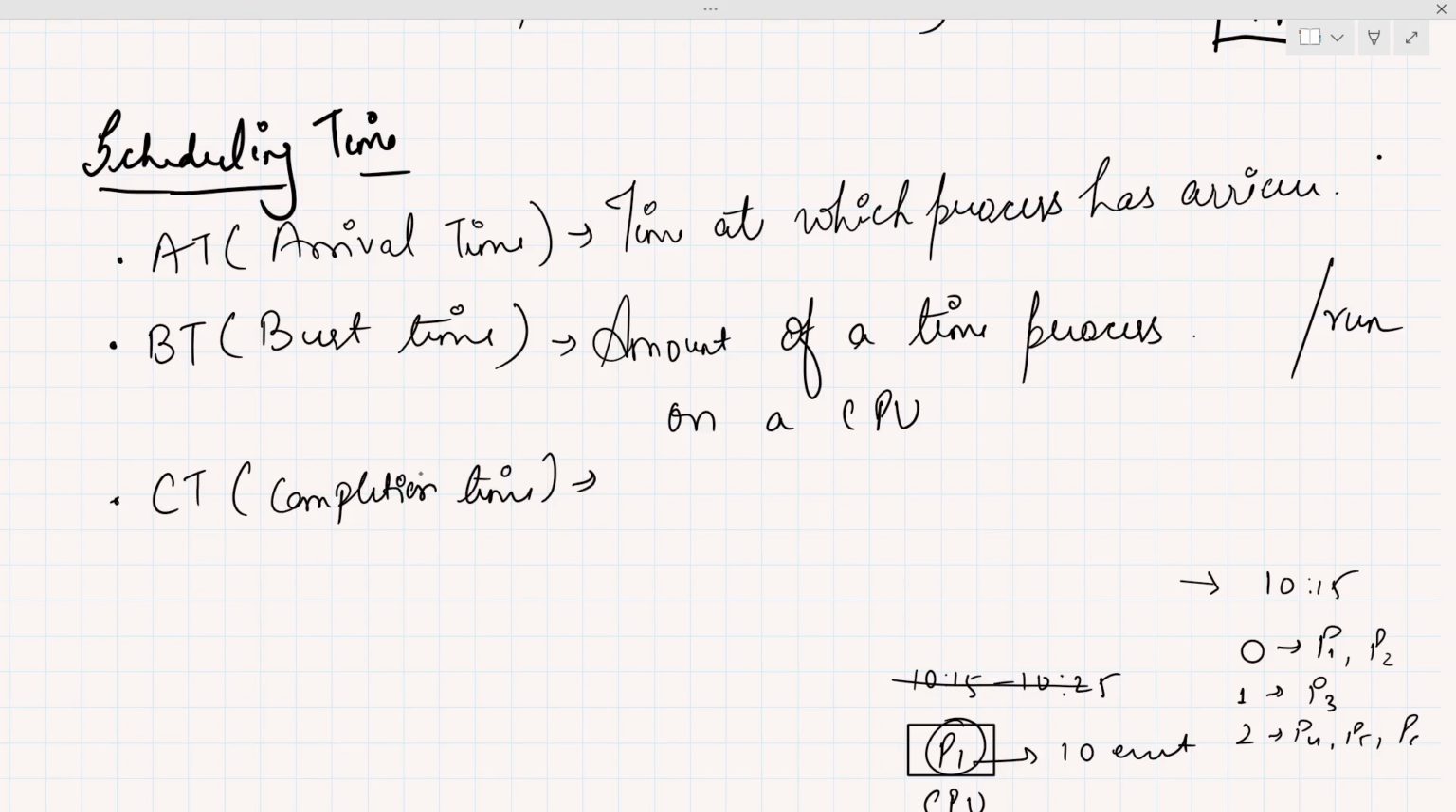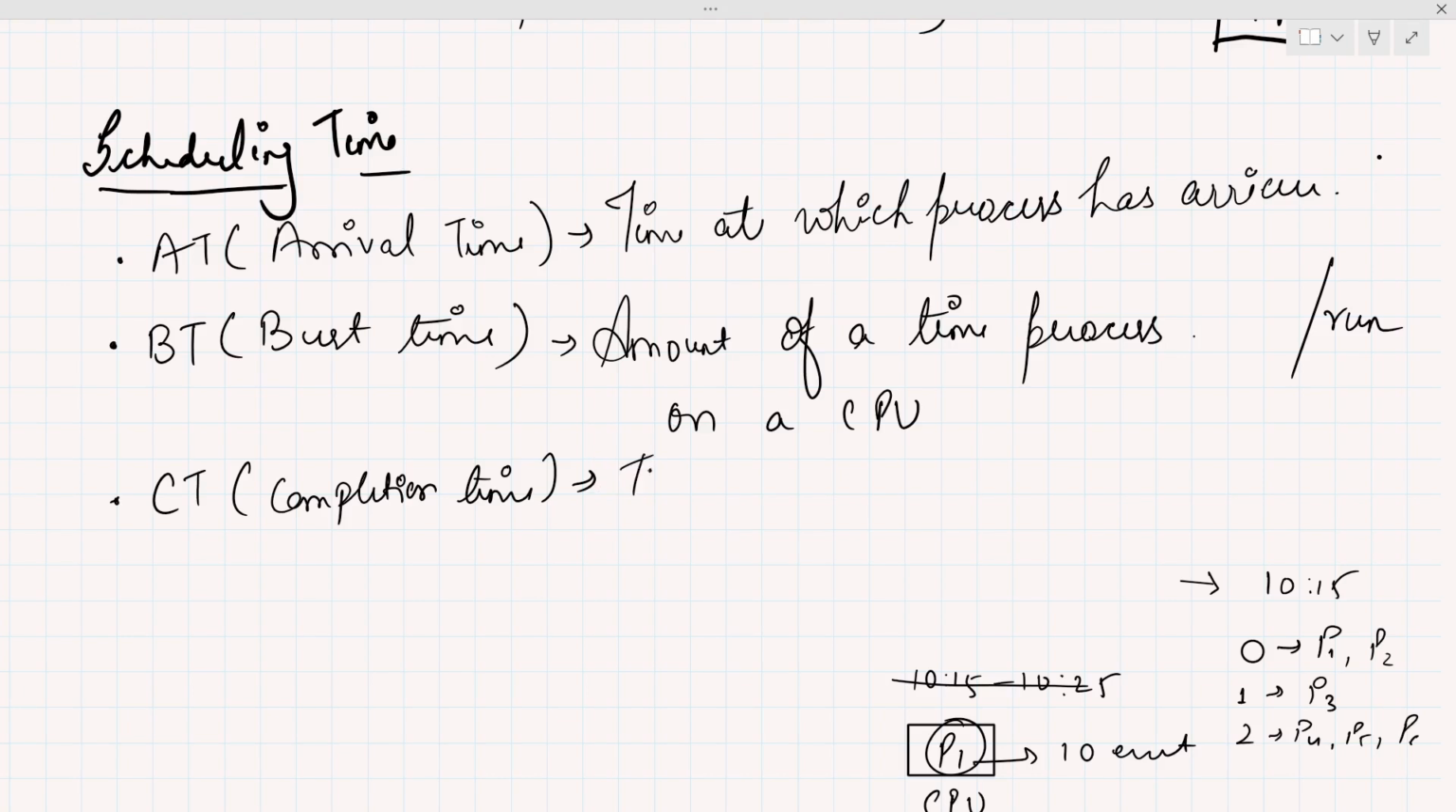By its name it is clear: it is the time at which the process is completed, meaning the process is executed fully, when the burst time is completed. The end of the burst time is basically the completion time. Simple. The process is fully executed, the user terminates it, and the process is basically terminated. So what is the completion time?